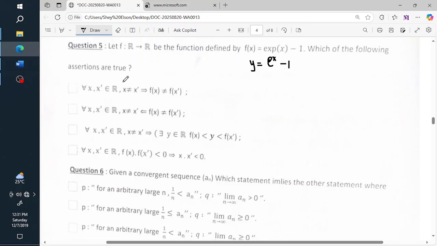Which of the following assertions are true? First one says that for every x and x prime that belongs to the set of real numbers where x is not equal to x prime, f of x will not be equal to f of x prime. Let us see if it is true.